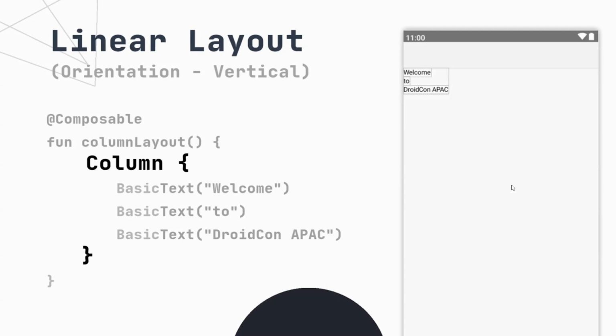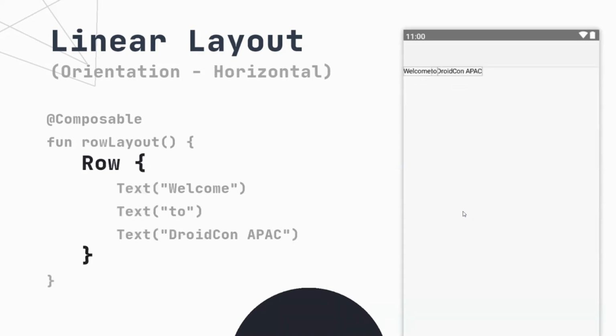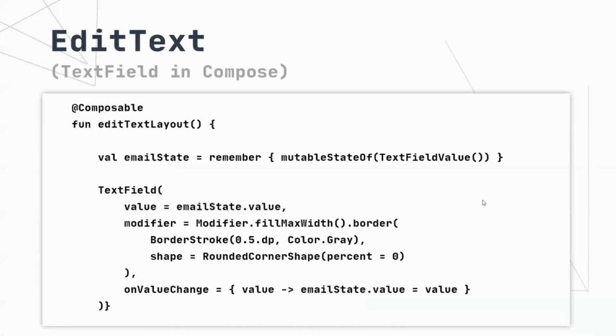But now I have introduced a new term. Android has introduced a new term, that is Column. That will play the role of setting the orientation as vertical for our UI components like this, and you can see how it looks on the screen itself. And we can use Row if we want something to be in horizontal orientation. Now, let's see how we can render a text field, or I can say an edit text.